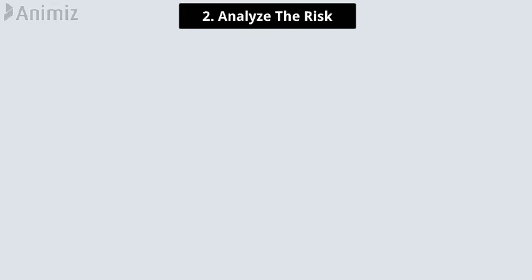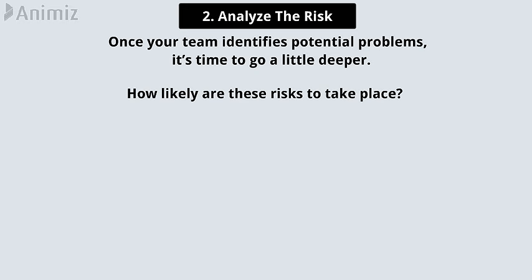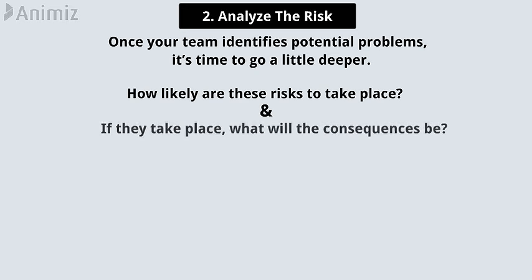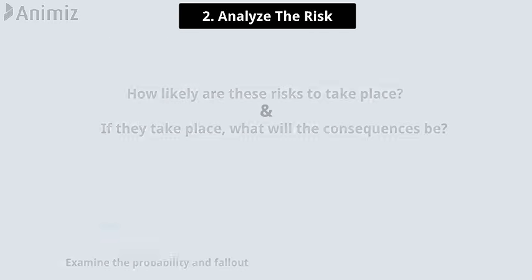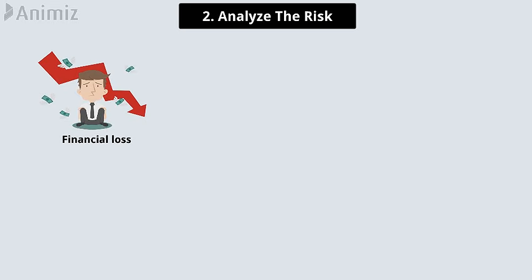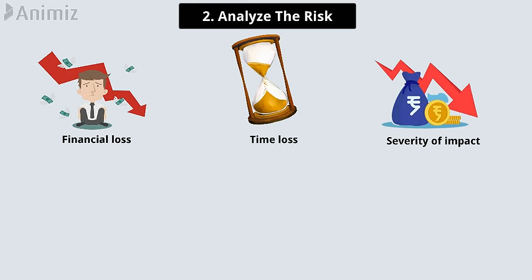2. Analyze the risk. Once your team identifies potential problems, it's time to go a little deeper. How likely are these risks to take place? And if they take place, what will the consequences be? During this step, your team will examine the probability and fallout of each risk, to choose where to focus first. Factors such as possible financial loss to the organization, time lost, and severity of impact all play a part in precisely analyzing each risk.